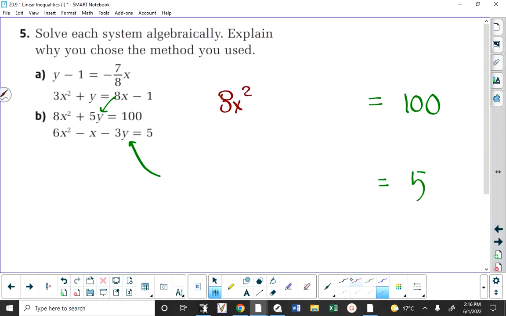And then I have plus 5y. Don't know why I changed color. I'm not sure if you see why I left a kind of a blank there. It's because my next equation has the 6x squared and it has minus x. So, by the way, you could put 0x there if you like.